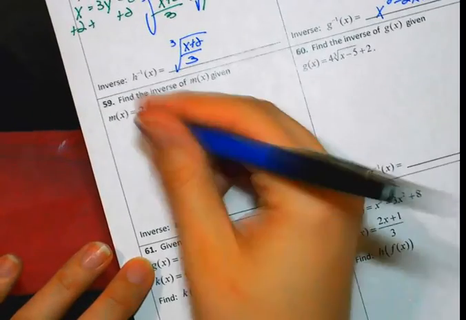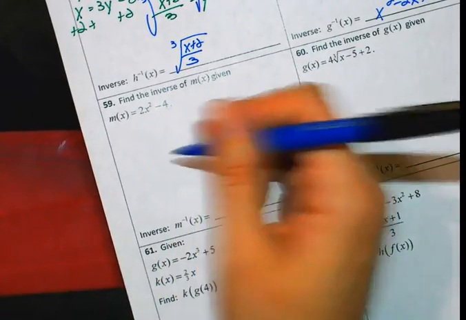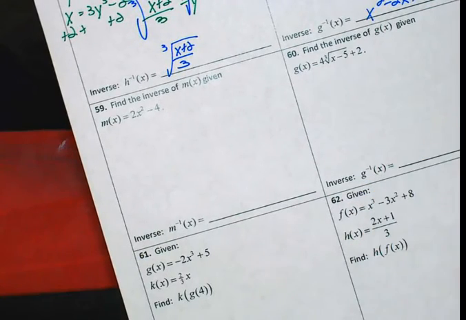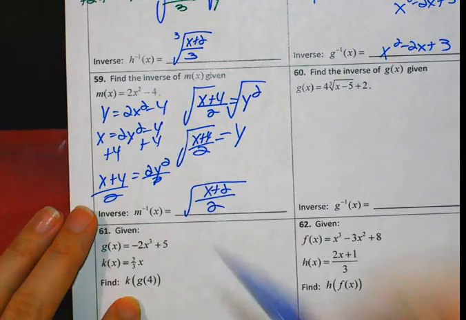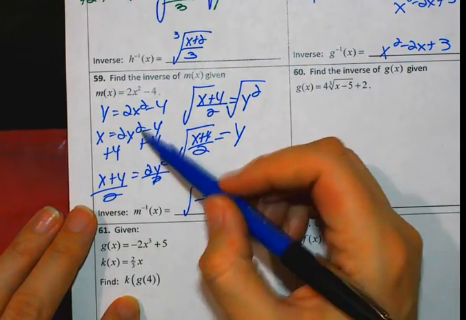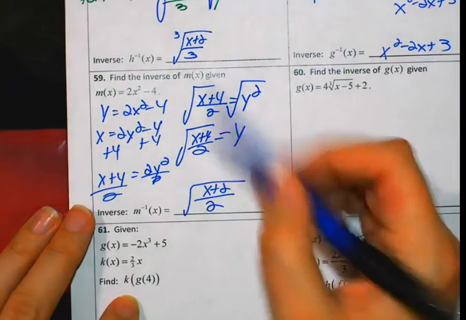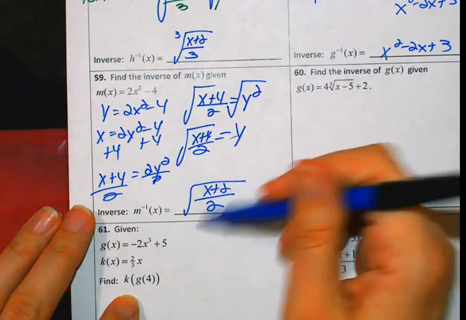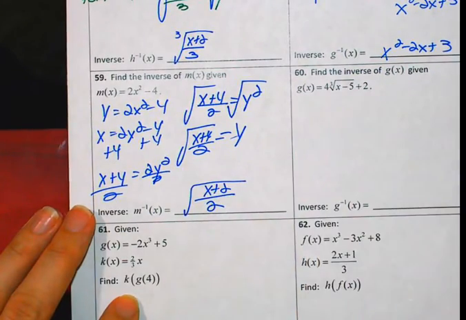Again, finding the inverse, same thing. Switch x and y, solve for y. Alright, worked this one out already. So again, switch x and y, solve for y. So m inverse of x is the square root of x plus 2 over 2.